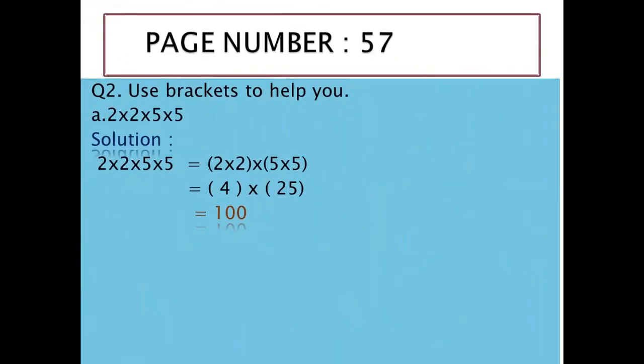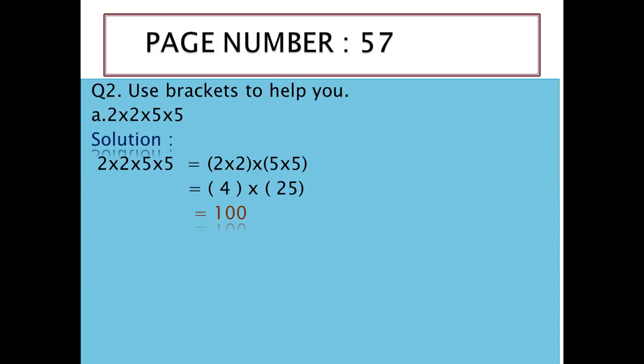Yes, now come to question 2. In this question, the factors are already given. We will make partners to make our solution easy. We only make the partners of the numbers and we multiply to get the number of which the factors are given.